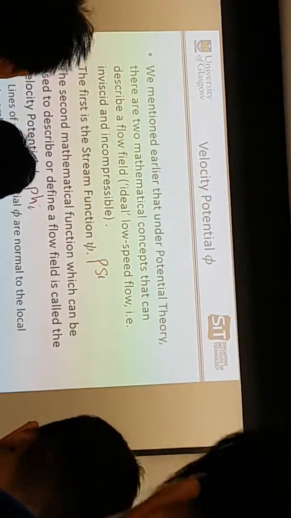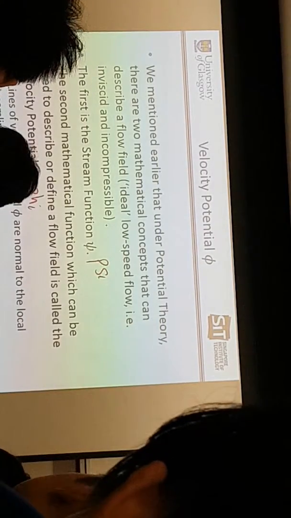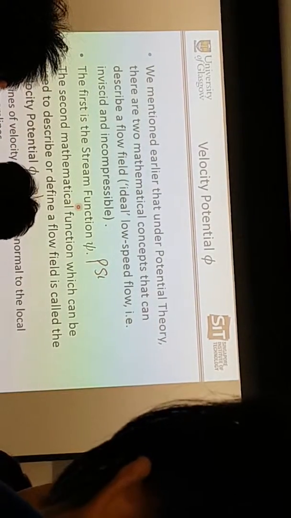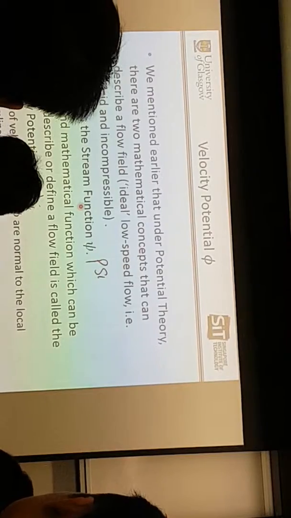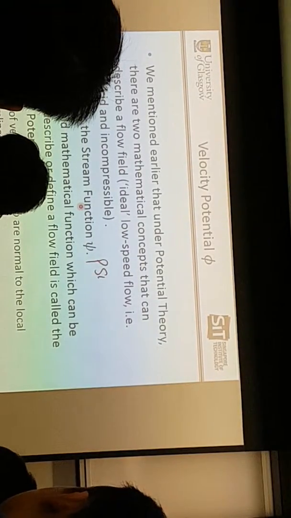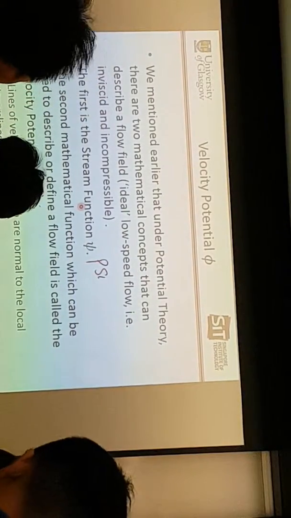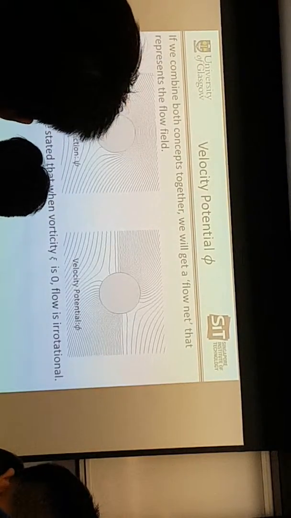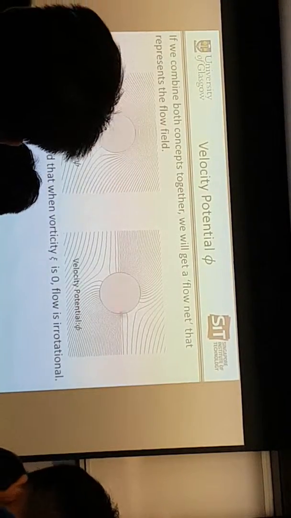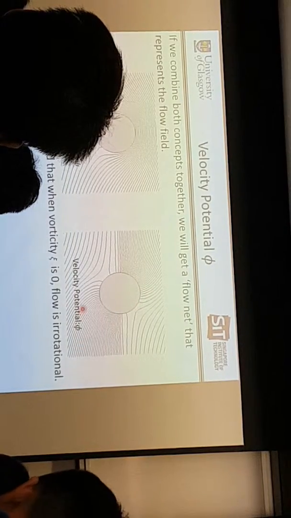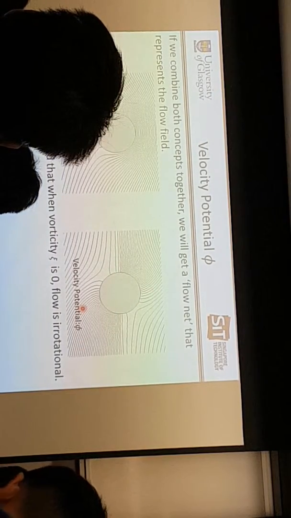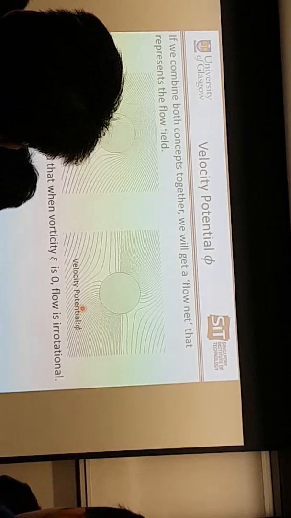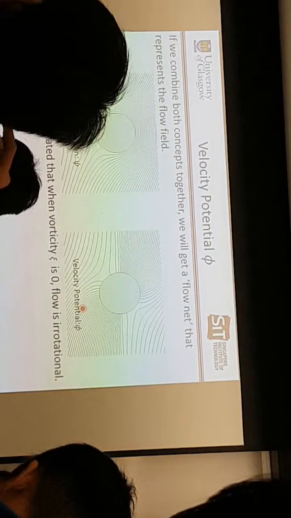The other important one is your velocity potential, which is phi. Now, how are these two related? Very simply put, your stream function is always orthogonal to your velocity potential. When I say orthogonal, it means 90 degrees. If your stream function is going in this direction, your velocity potential will be 90 degrees to it. Later I will show a picture where you superimpose both together.